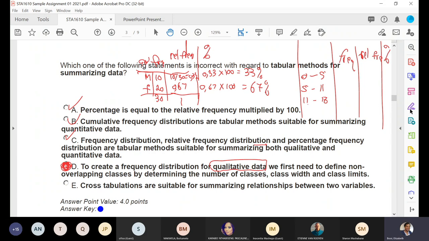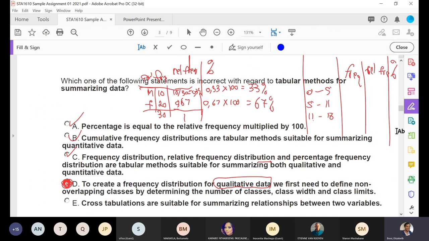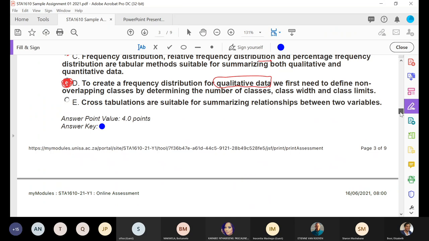Or we can also check your answer from the lecturer. Let's see if I'm telling you the right things. Yes, we are correct.